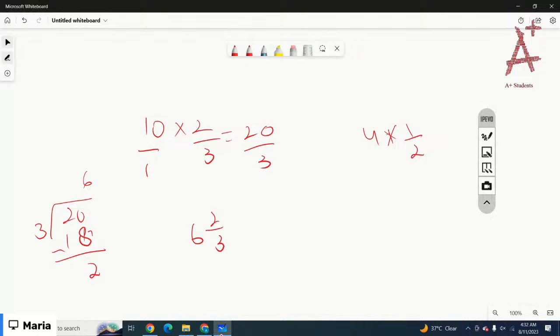So 4 times 1 is 4, over 2. That means 2. So the correct option is 2.